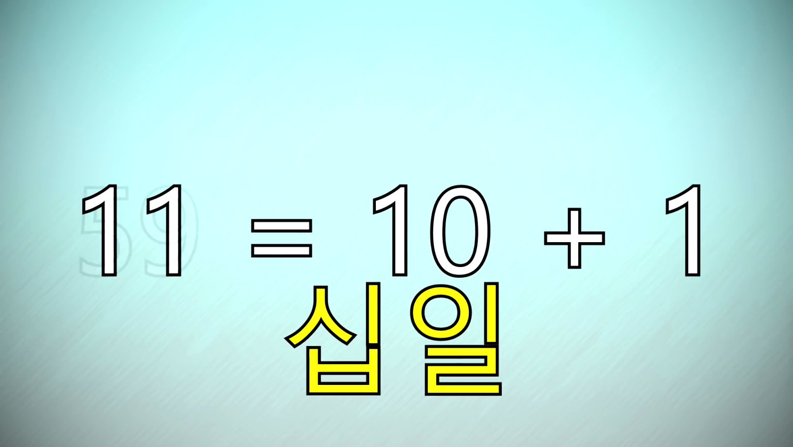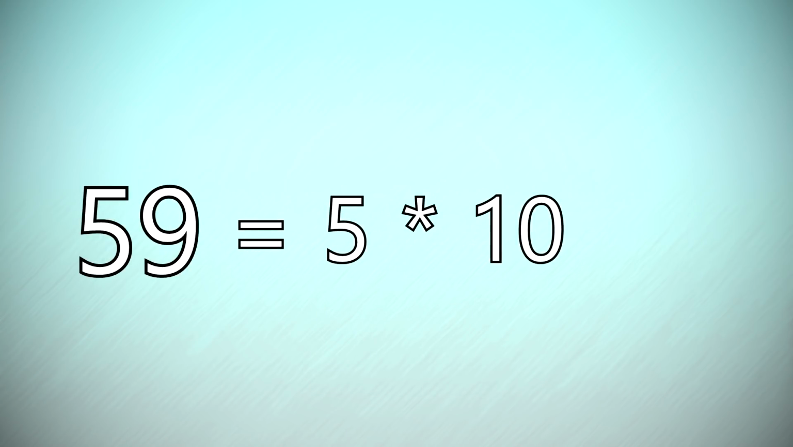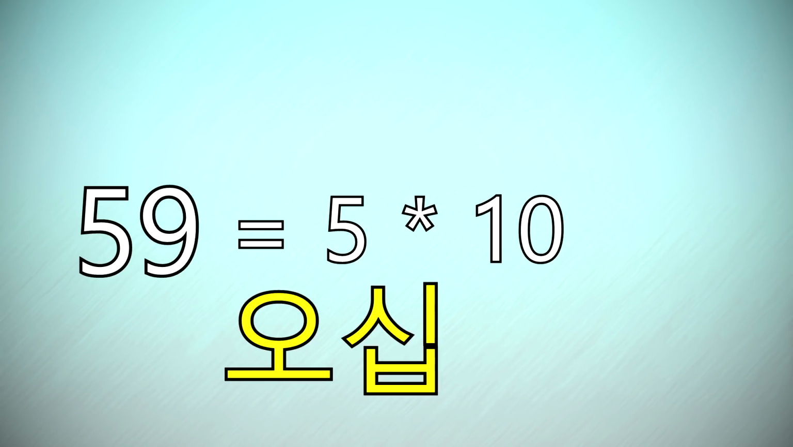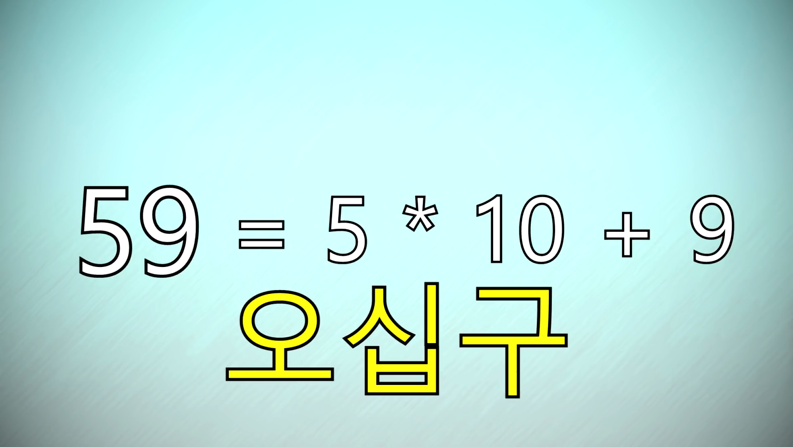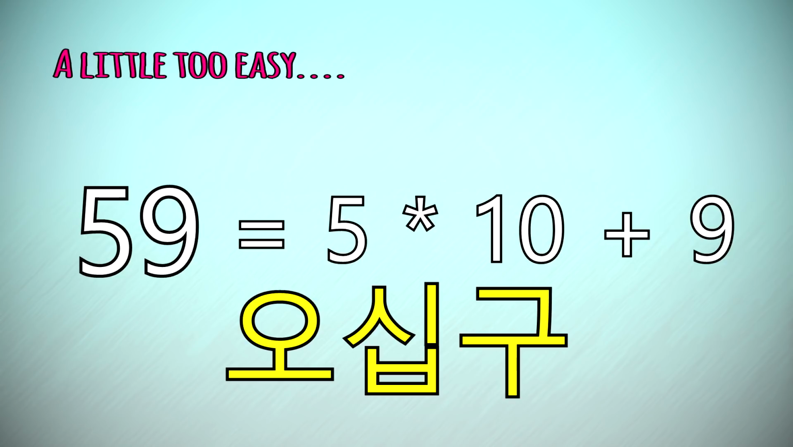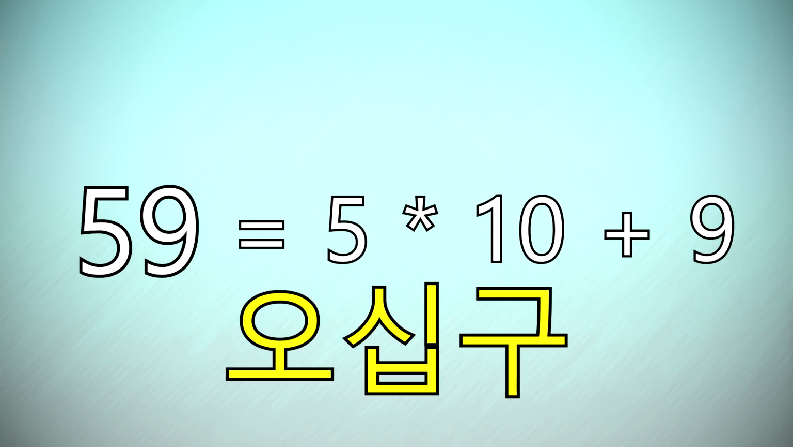Next, let's make the number 59. The first digit in the tens place is 50. To make 50, we need 5 tens. So 5, 오, then 10, 십. 오십 is 50. Then to get 59, we take 50, 오십, and attach 9, 구, and we get 오십구. It's easy, but it's a little too easy, isn't it? Yeah, that's it for 1 to 99.